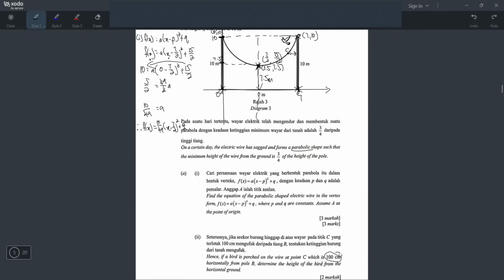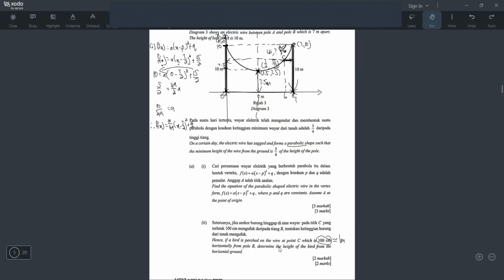But everything is in meters just now. So 100 cm is actually equivalent to 1 meter, right? So the distance here is 1 meter. It means here must be 6 then, right? Because 7 minus 1 is 6. So the y coordinate of point C is 6, right? And then what else? Which is 100 cm horizontally from B. Okay, determine the height of the bird from the horizontal ground. So how to find the height of the bird? Okay, sorry, this is not the y coordinate 6, this is the x coordinate 6, right? Because this distance from here to here is 1 meter, it means the x coordinate of B is 7, the x coordinate of C is 6, right? Then what about the y coordinate? I don't know, right?